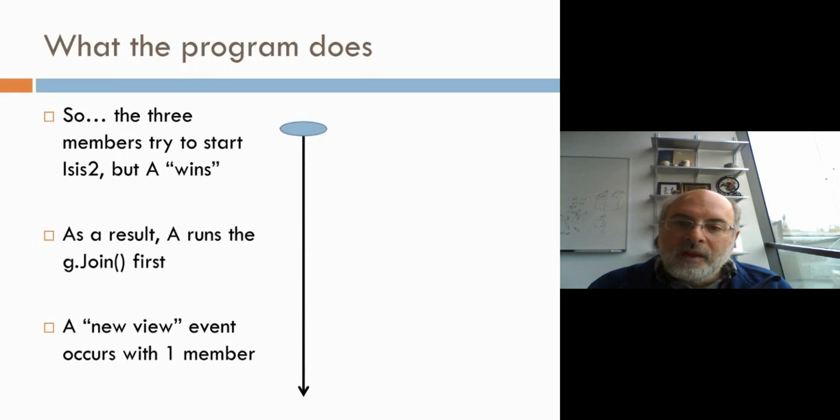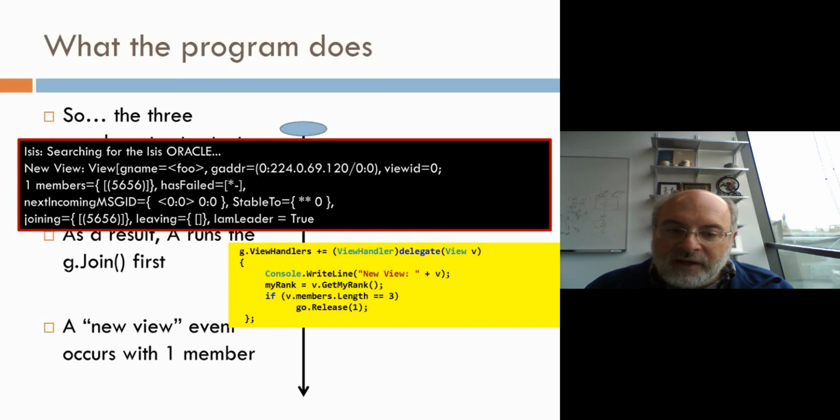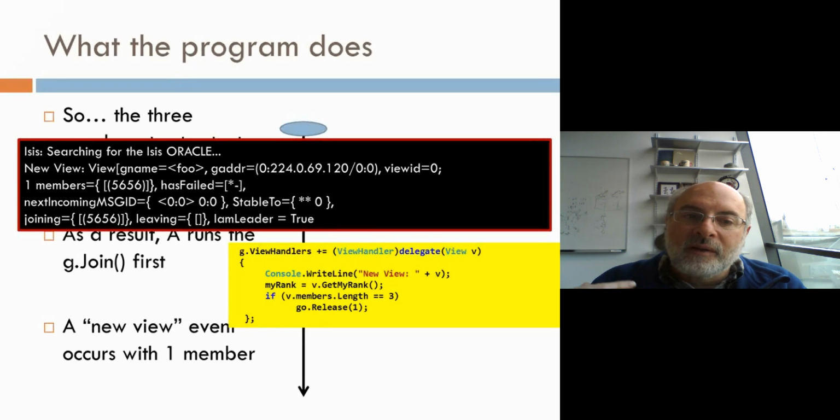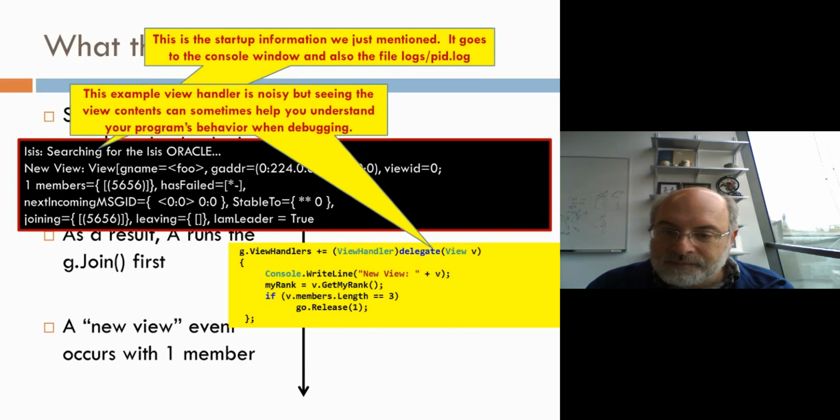So what does the program do? Initially it's running, it was A that wins, and A registers as view handler, and now as other members join, it watches the views change, and when the view finally reaches 3, then we're ready to go. And what you'll see in the little black window, the console window, is you'll see it printing out first that ISIS was searching for the oracle, and then you'll start to see a series of these view announcements until you see the one that reports that there are 3 members. And again, you can suppress all this information and you can tell ISIS not to log the data if you prefer to do that. But it's good for debugging.